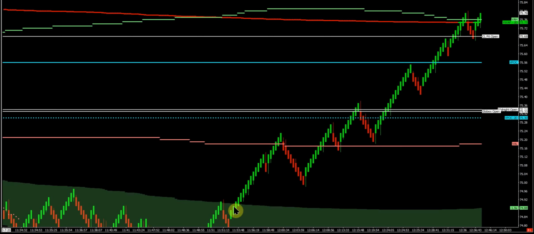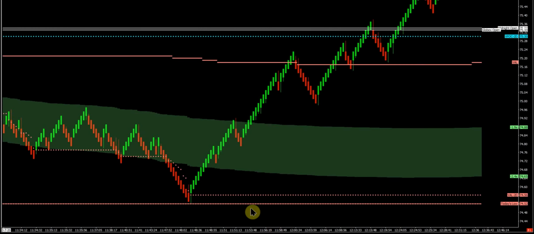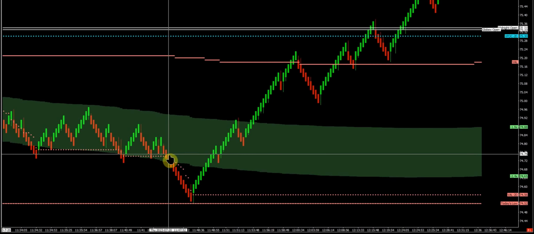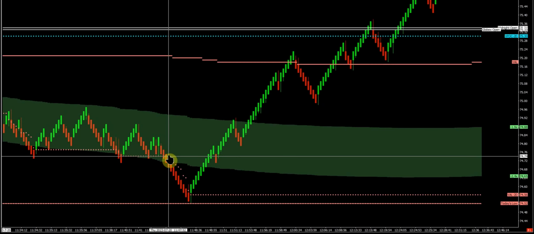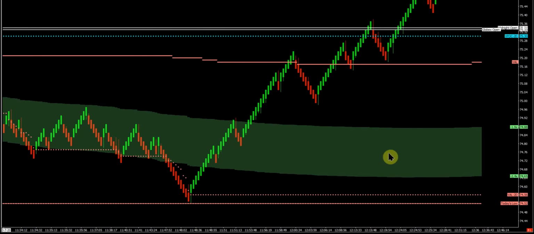You could. Here, value area low, previous value area low, go long there, right at 74.74, right? That certainly gave you a $500 move.